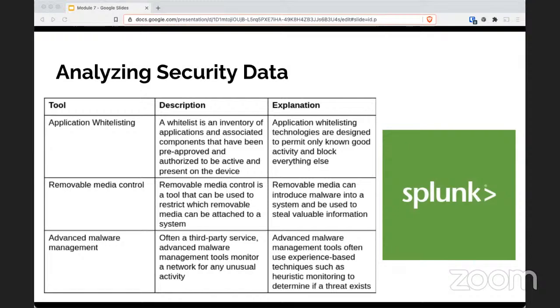For example, getting logs together from various devices is a great idea, but what are you going to do with all that? How are you going to process it? How are you going to take out the false positives from the true positives? How will you stay vigilant?